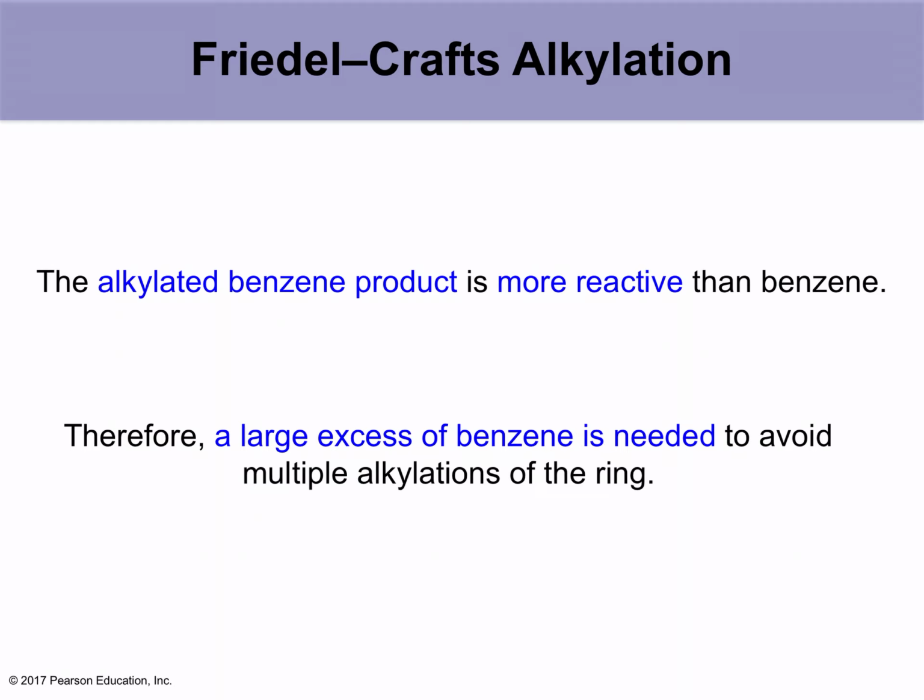Alkylated benzene product is more reactive than benzene. Now when you add an alkyl group onto the benzene ring, it is an alkyl benzene compound, which is going to be more reactive than the benzene. Therefore, a large excess of benzene is needed to avoid multiple alkylations of the ring. Okay, so we have to add more of the benzene, so that way we can minimize having more alkyl groups added onto the same benzene ring.